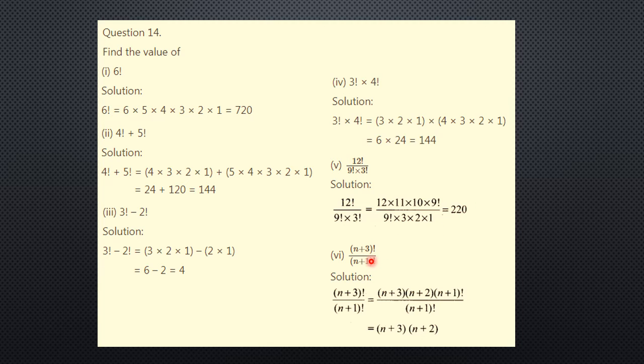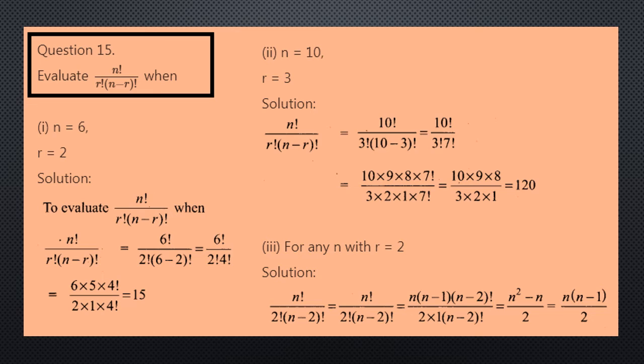n plus 3 factorial by n plus 1 factorial. Here n plus 1 factorial is smaller than n plus 3 factorial. Therefore, keep the smaller value the same, but expand the greater value: n plus 3 factorial equals n plus 3, then decrease one number, n plus 2, again decrease, n plus 1. Here it is the same, therefore stop with this and use the factorial. This factorial is only for the last number, so it is cancelled, remaining the two factors only. 15th question: evaluate n factorial by r factorial into n minus r factorial when n equals 6, r equals 2.